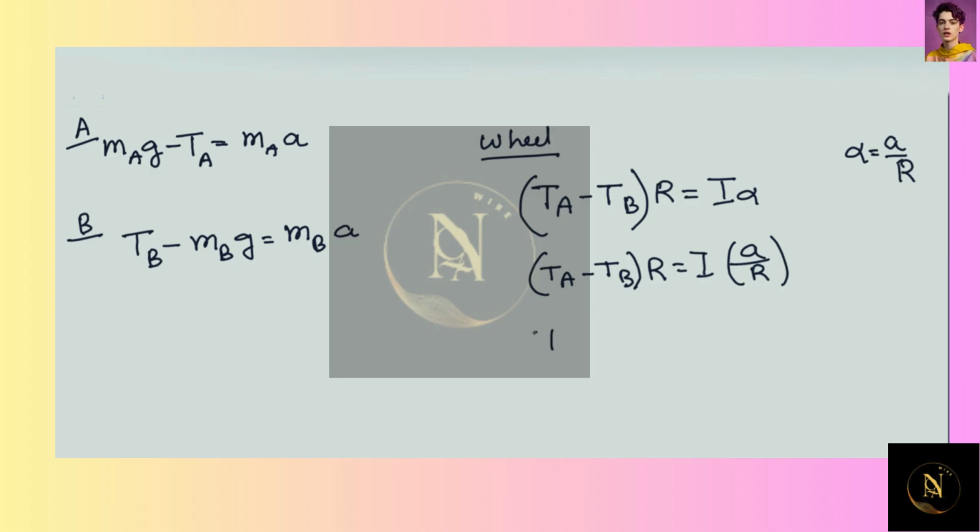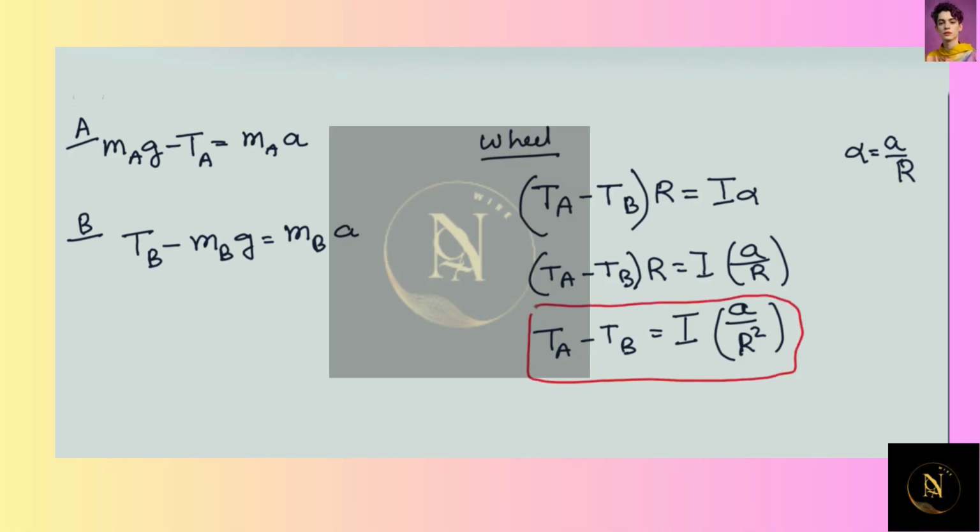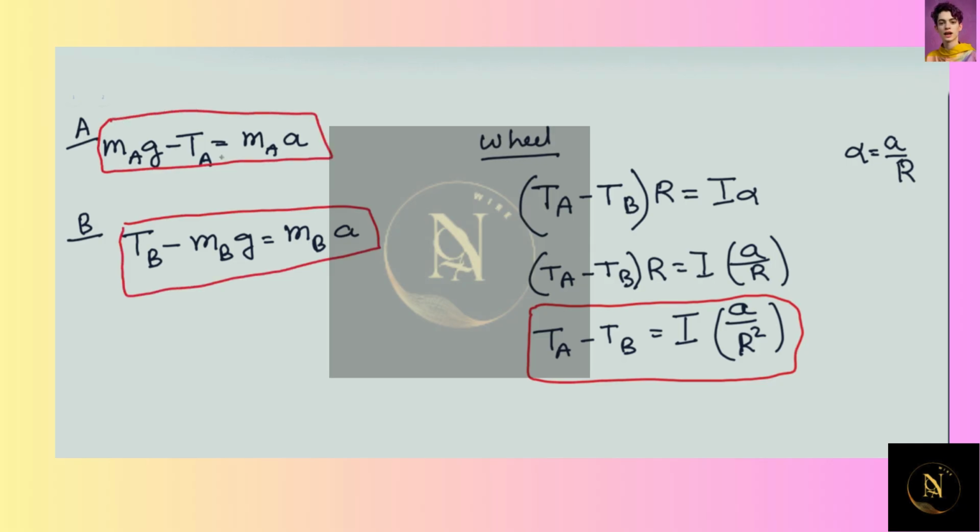From there, we can do a little modification. We can take this R over here, and then we'll get a over R squared. Okay, so we have three equations now and three unknowns. So the three equations are this one from the wheel, from box B, and from box A. Now there are three unknowns, TA, TB, and a, and there are three equations, so it's solvable.